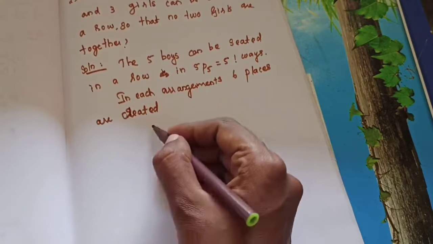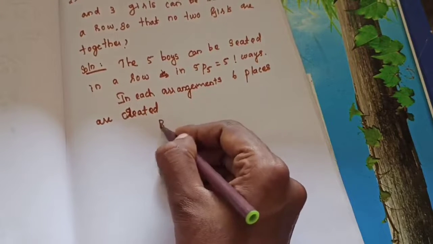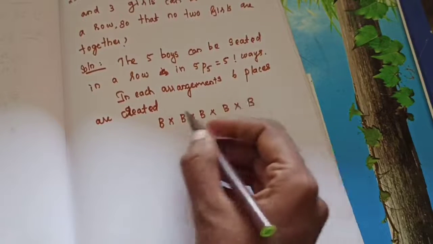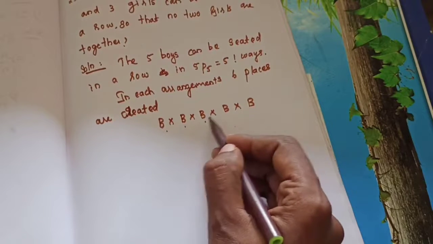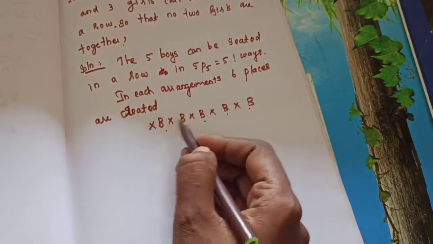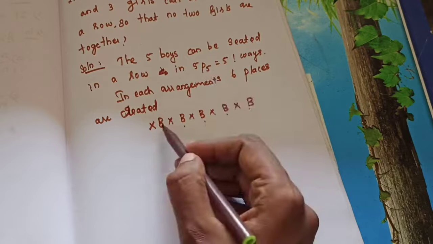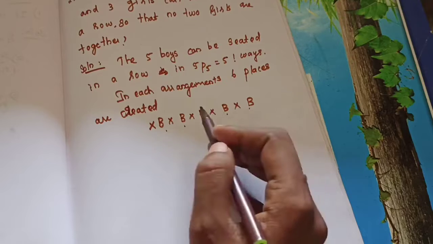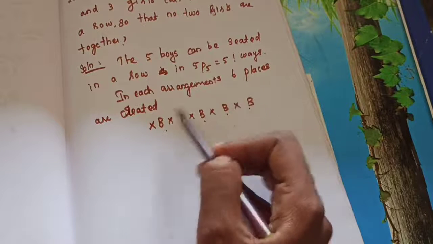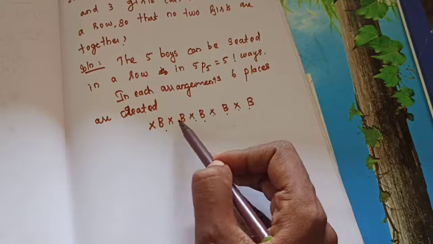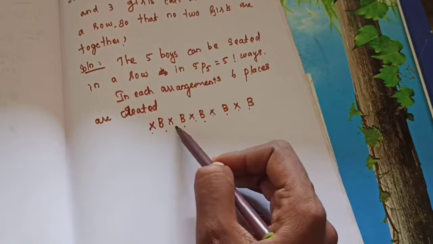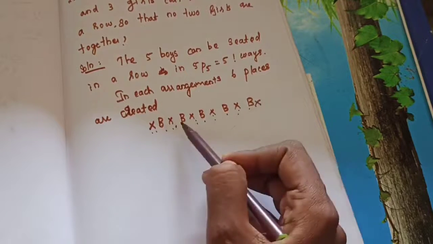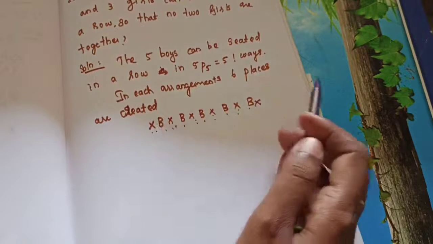Six places are created means here one boy is there. Boy, boy, boy, boy, boy, so totally 5 boys. In between, they said 2 girls won't sit together. So how many ways here will it be created? That only we are going to find first. So 6 places are there: 1, 2, 3, 4, 5, 6. In the 6 places anywhere they can sit.